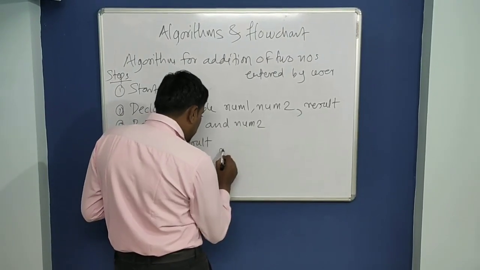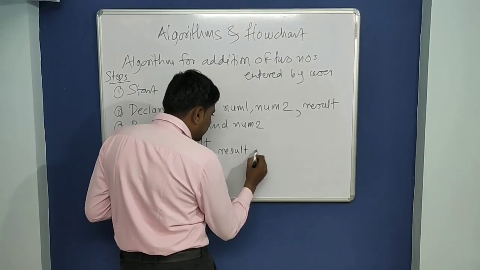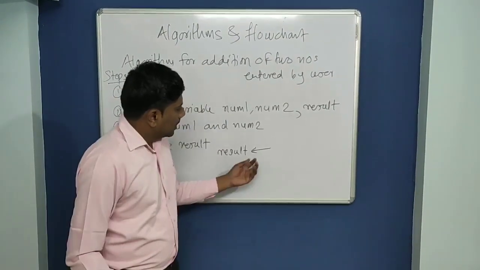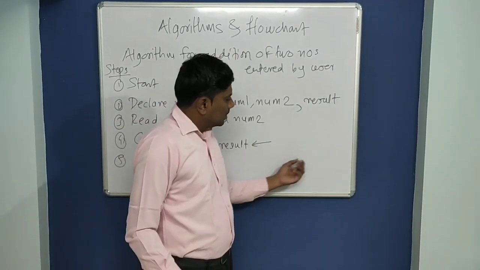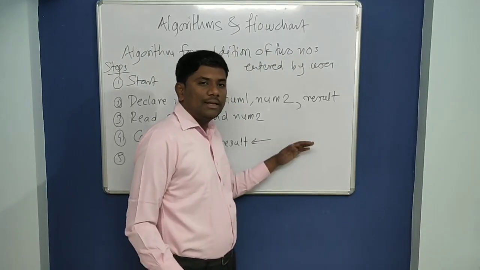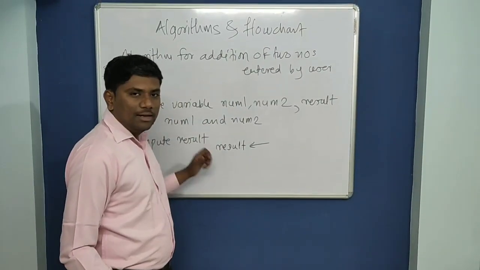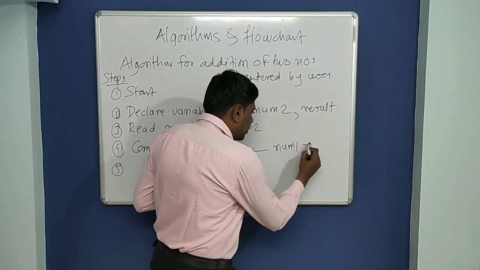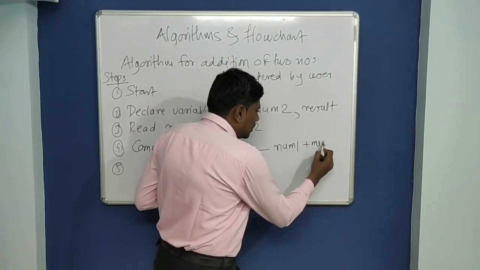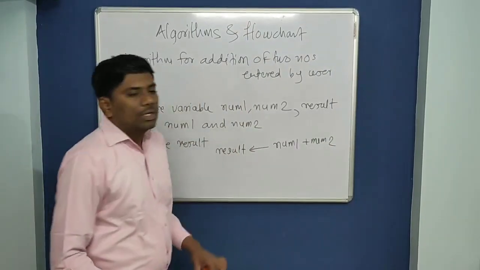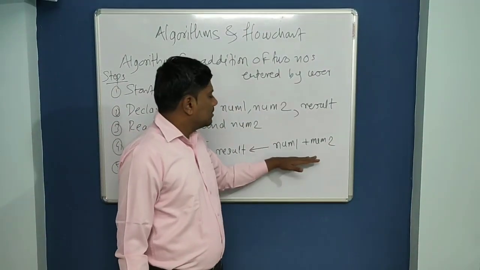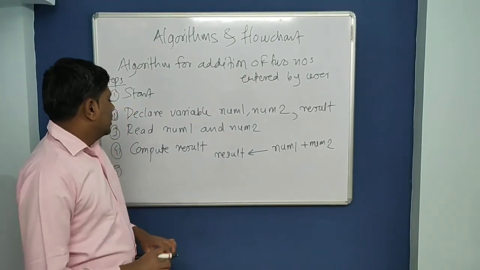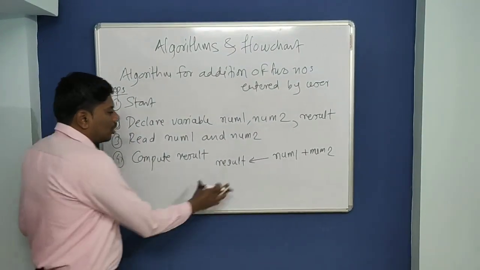Now how are we going to compute this result? What should be the formula? So result, and see the arrow operator. You know that evaluation will be done on the right side first, and that result will be assigned to the left side. Whatever numbers you have read in number 1 and number 2 will be added and that result will be assigned to the result variable. So you got the result.